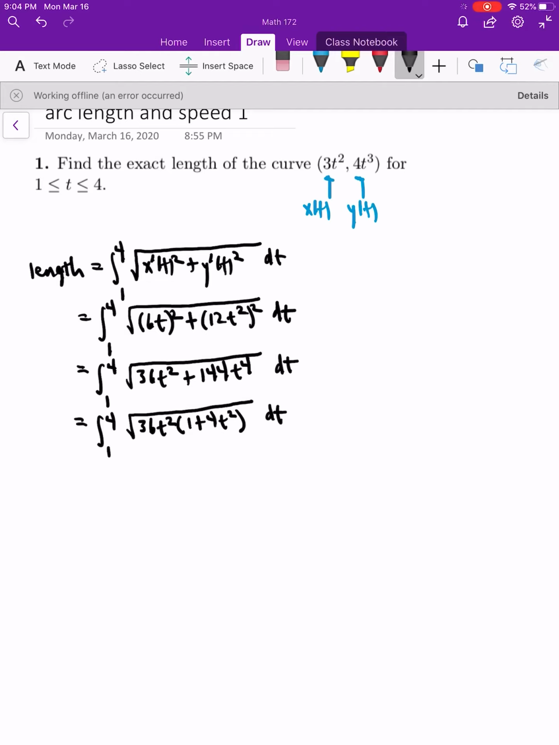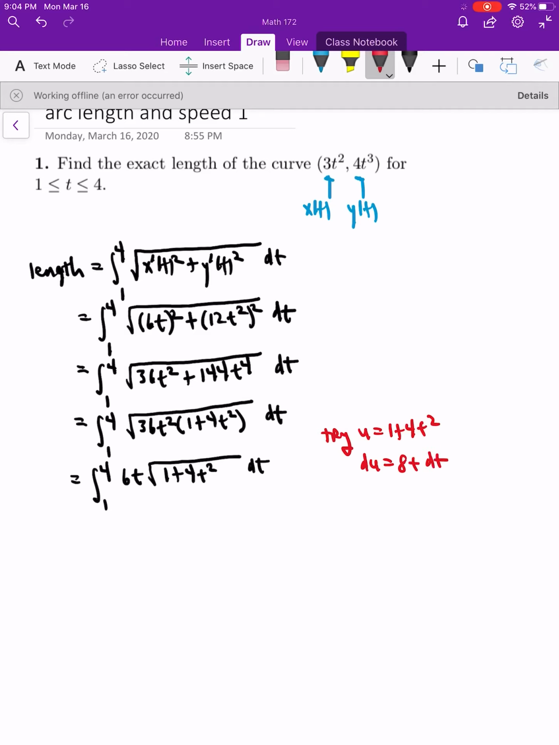With that product structure under the square root, go ahead and pull out the 36t squared. It becomes a 6t. And I have left a 1 plus 4t squared. Lucky me, this is well set for a u substitution. So I'll try u equal 1 plus 4t squared. Du is 8t dt. Multiply both sides by 3/4. That gives what I want.